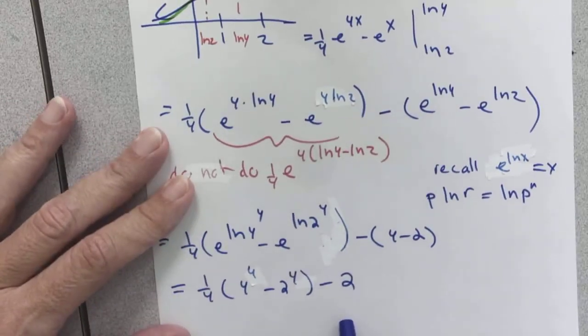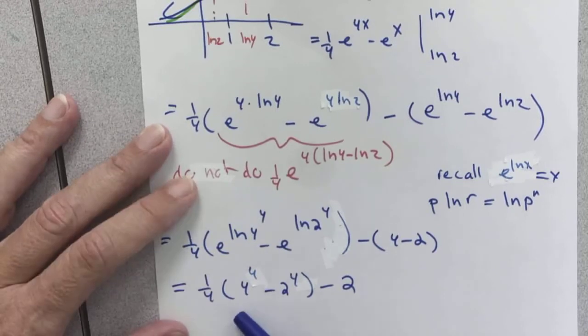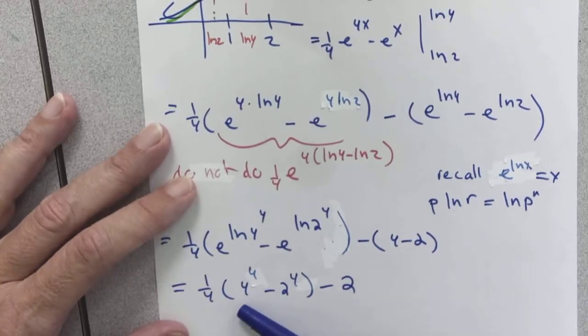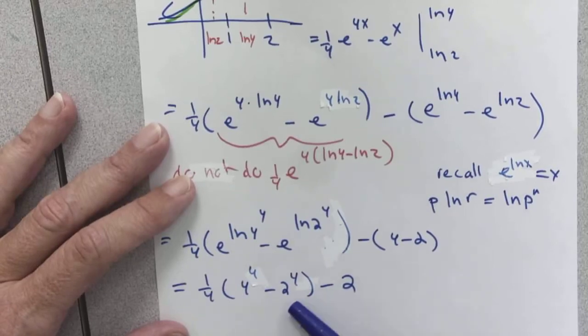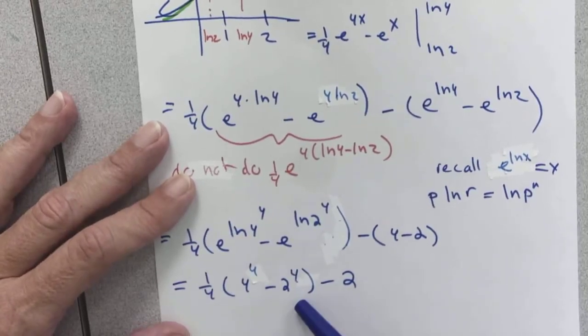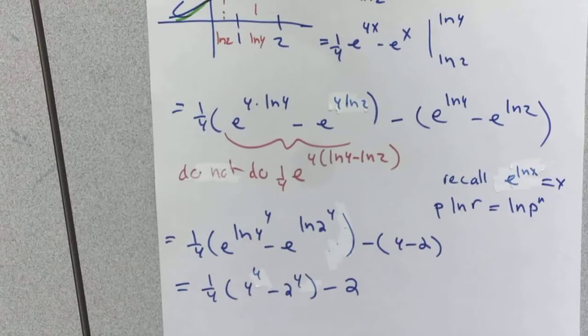So these have to come out to be positive, and this certainly is going to come out to be positive. 4 to the 4th is 256, I believe. So that's 256 minus 16, that's way positive. So these have to come out to be positive because they're definite integrals that represent area.